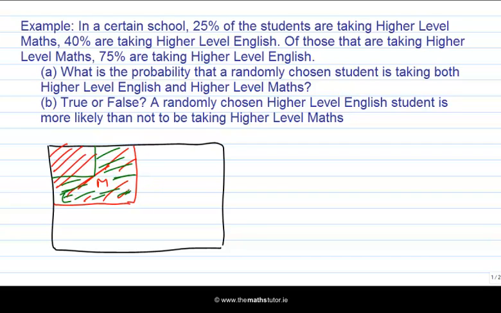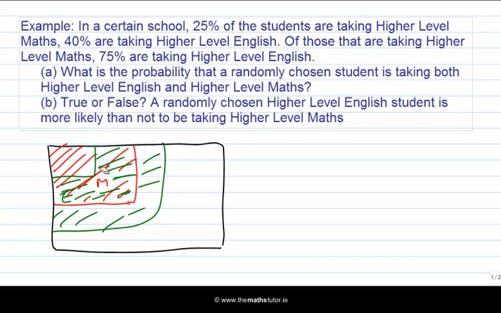And then we're also told that of the entire student population, 40% are taking higher level English. So we need some extra green stuff out here to make the total green area up to 40% of the whole. So we have some extra green stuff out here. Right. So we have a green area and a red area, and they overlap in this L-shaped region in here. And these represent the students taking higher level English and higher level maths. Okay, so that's a Venn diagram representation.